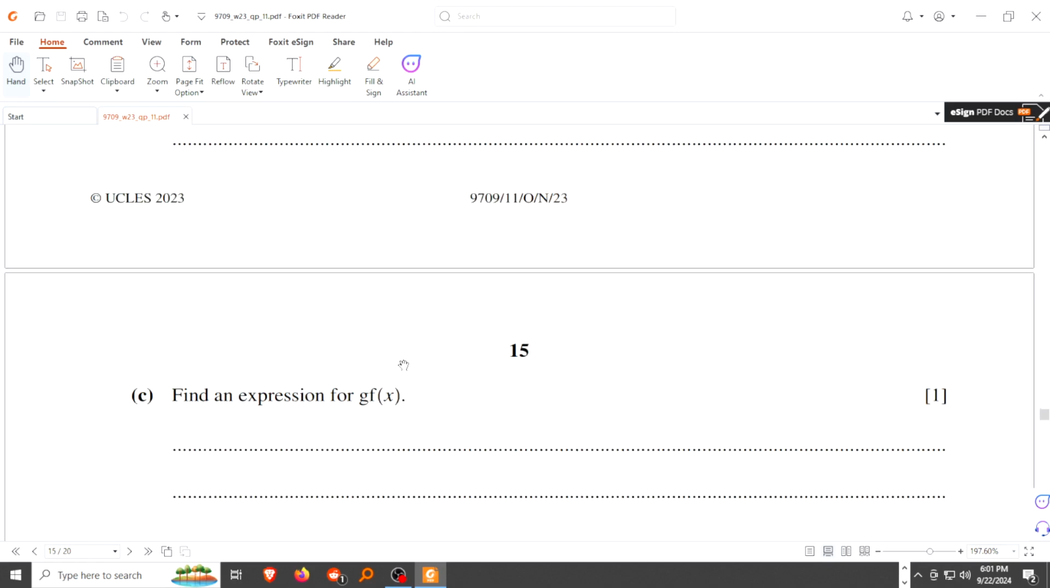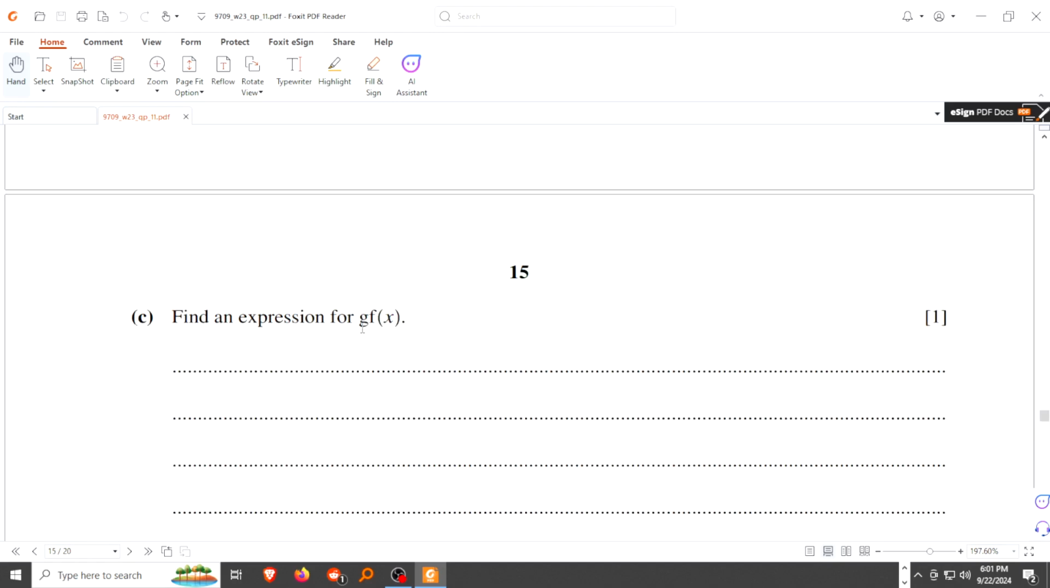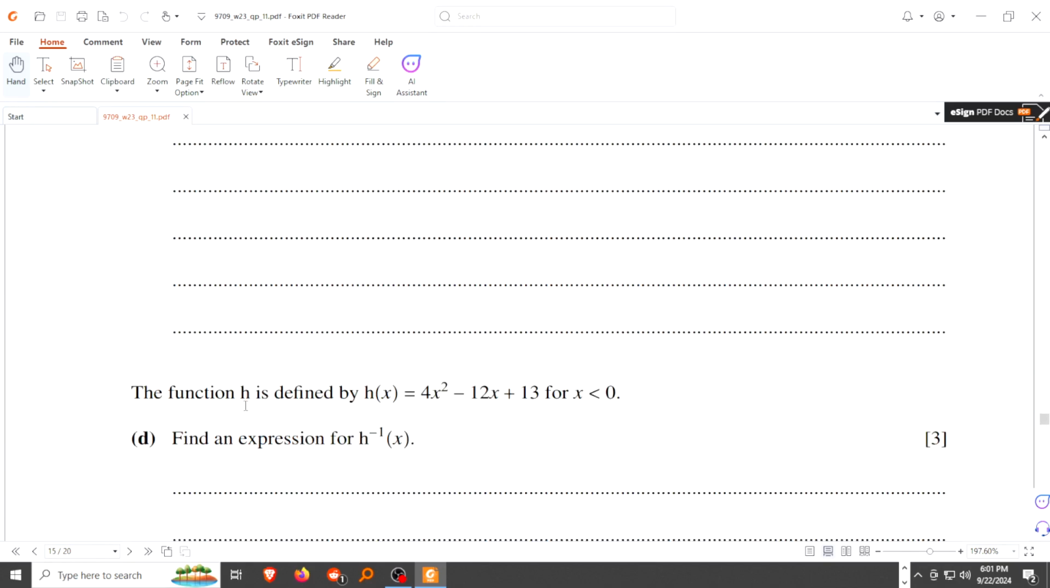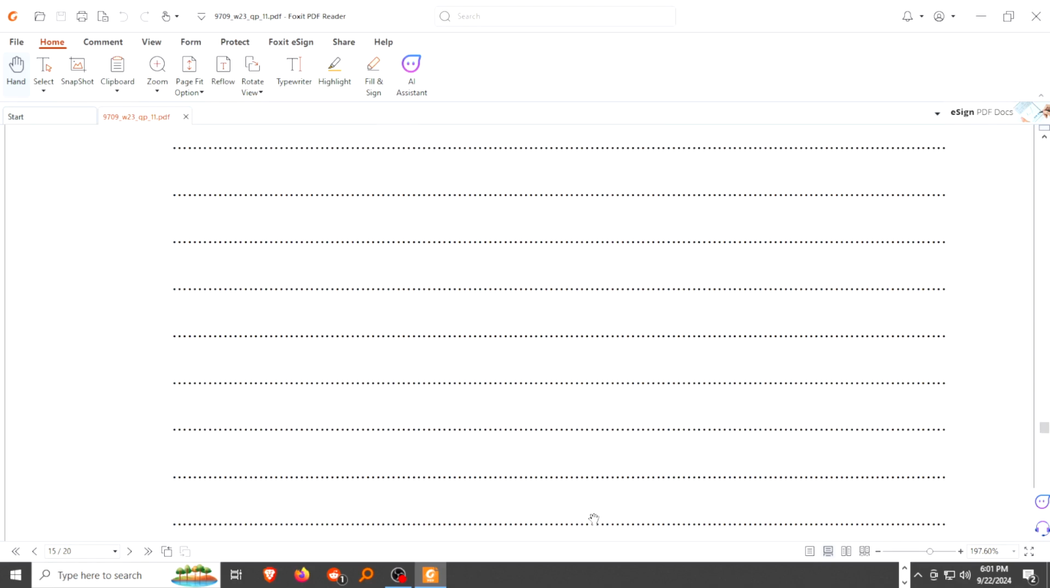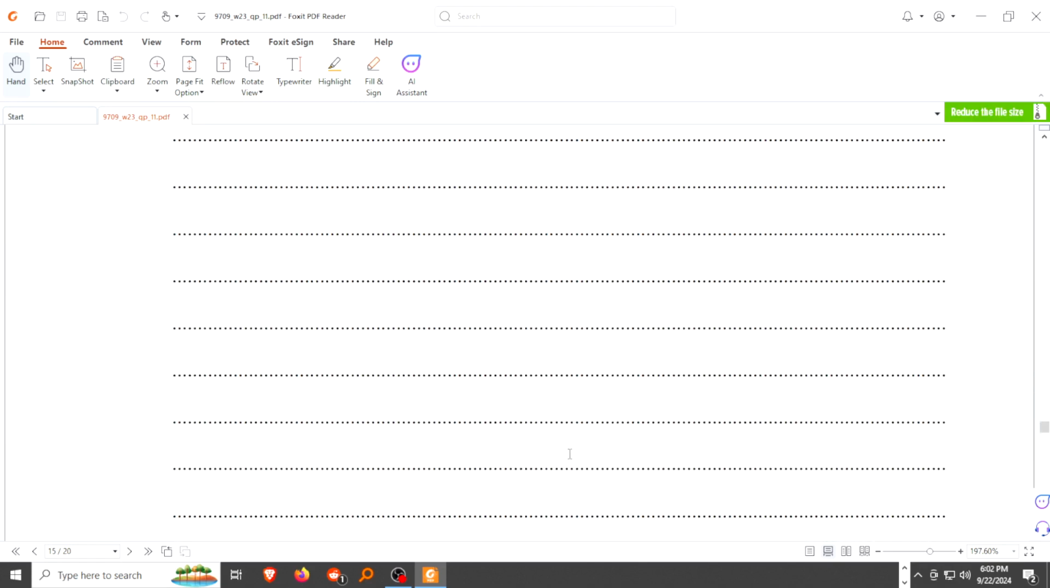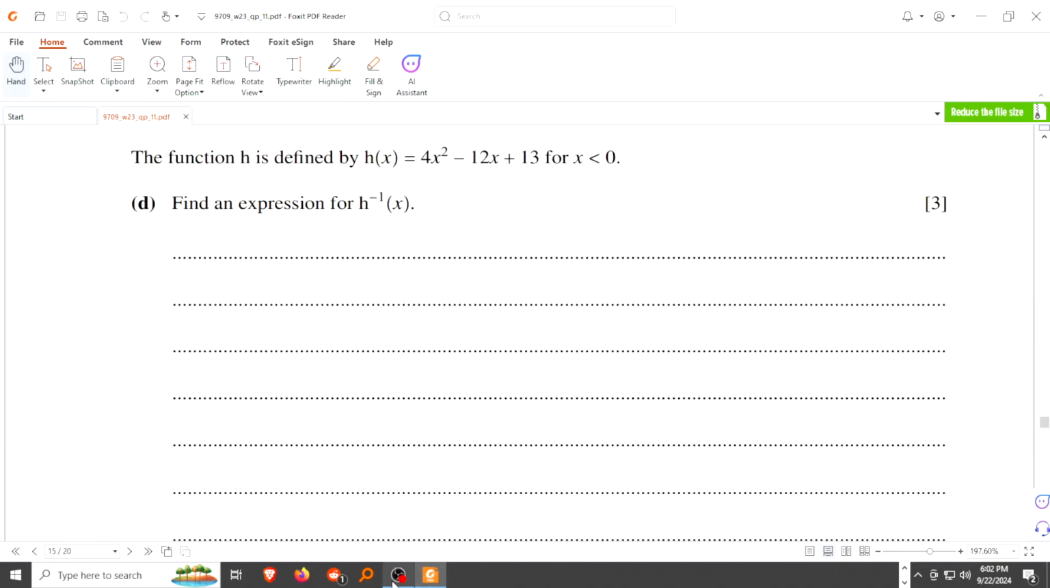So that is part B. Part C, find an expression for g of f of x. One mark. Then part D, the function h is defined by h of x is equal to 4x squared minus 12x plus 13 for x less than 0. For x less than 0, this is the limit. Find an expression for h inverse of x. That is 3 marks. So that's the question of concern today, and straight away, we consider the solution.